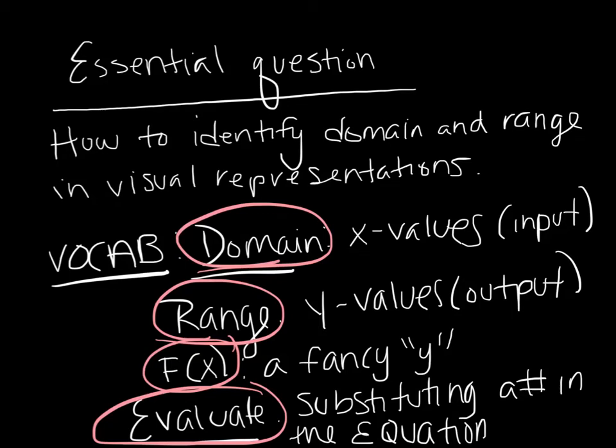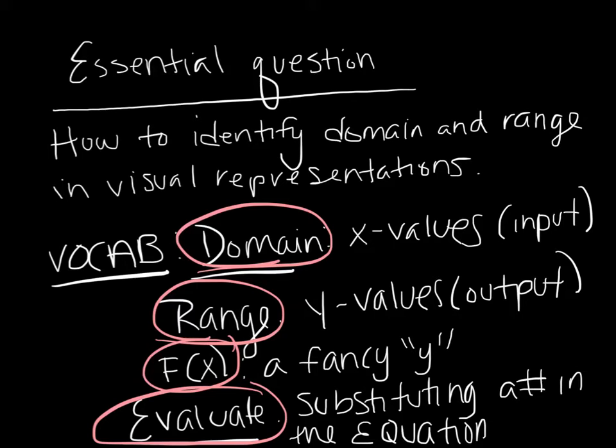So the good thing about this unit is that it piles on what we did last time. If you understand the last unit, then this will just work on really easily. If not, it's going to be a little bit hard. So our essential question is, how do I identify the domain and range in visual representations?